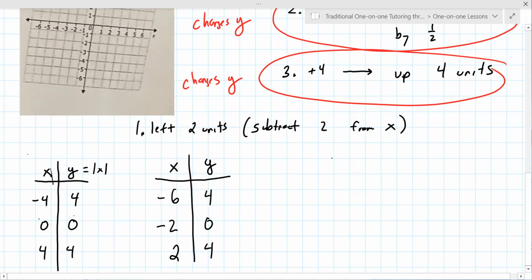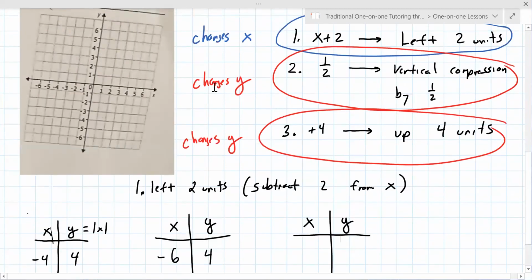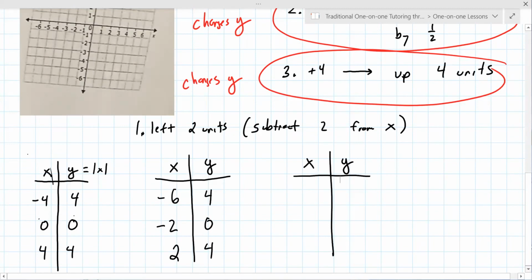Okay, so for our next transformation, we said that it only changes y. It's a vertical compression by 1/2. So that only changes y. The x values, the first column, are going to stay exactly the same. Do you see how these numbers are the same as these numbers? But the y values, we're going to multiply them by 1/2. We're going to multiply 4 by 1/2, 0 by 1/2, and then 4 by 1/2.